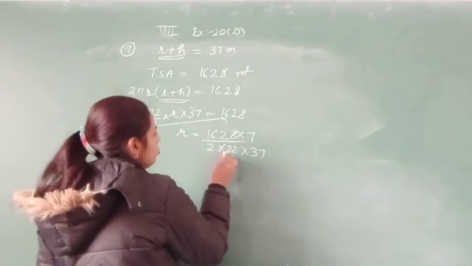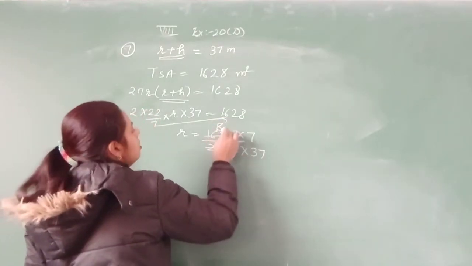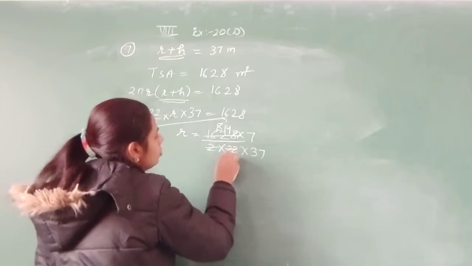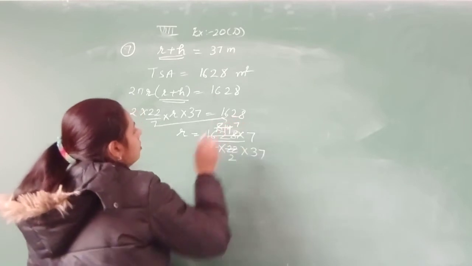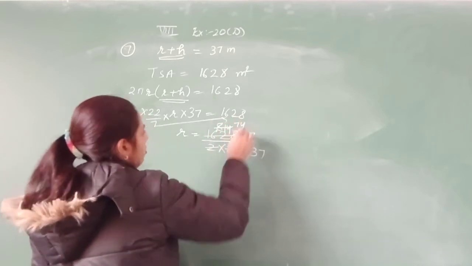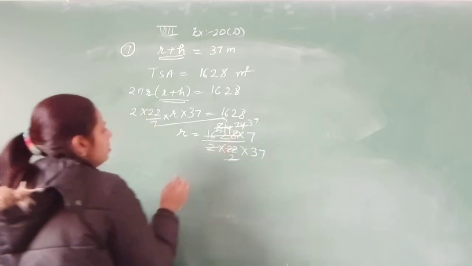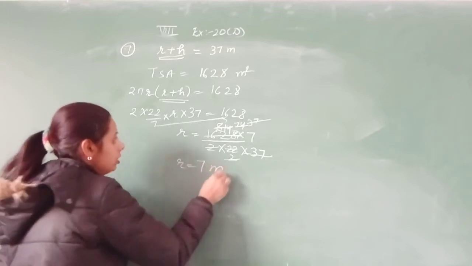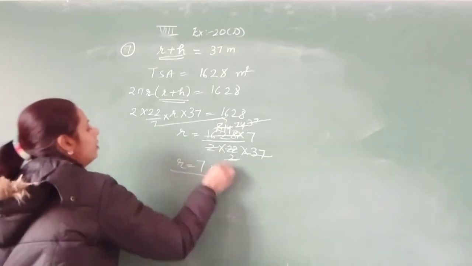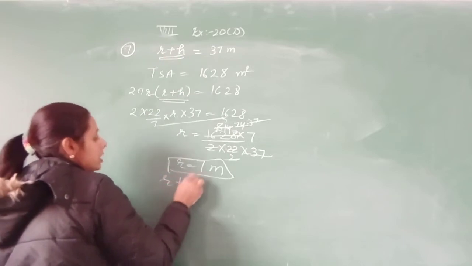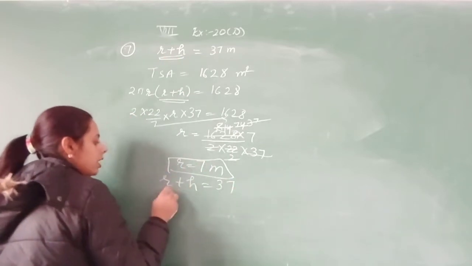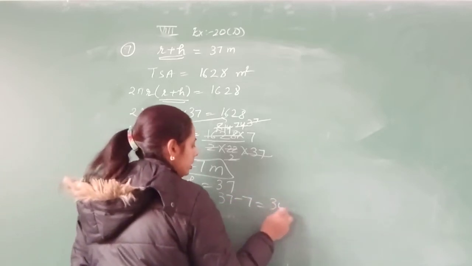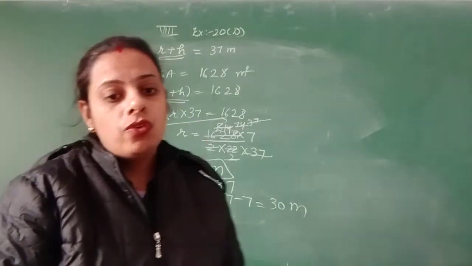Okay, I am just trying to solve it. 37 will be cancelled by 37. You will get the value of r as 7 meter. If r is 7 meter, and as you know that r plus h is 37, now put the value of r here as 7. So you will get h is 37 minus r, that means 30 meter. Clear? So you have to find their volume.